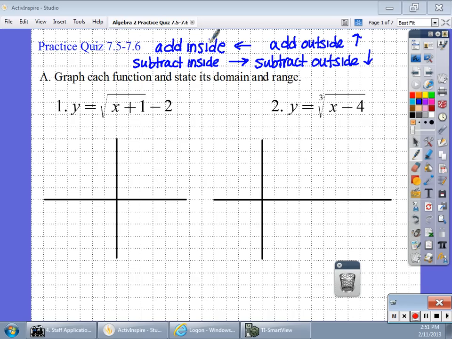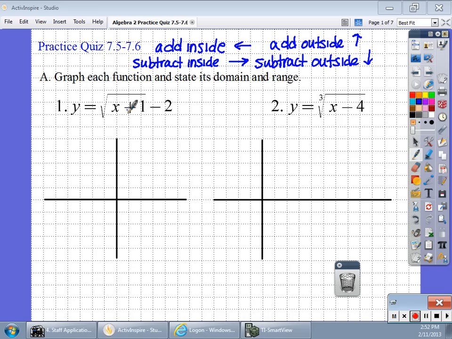Now, I've written down the rules here for your translations. Okay, remember that when we add on the inside, we're shifting to the left. When you're subtracting on the inside, you shift to the right. Add on the outside shifts up, subtract on the outside, you shift down. So you're going to need to remember those. Now, when I say shift, we like to shift the anchor point and then just remember a pattern of where to put the other points, okay?